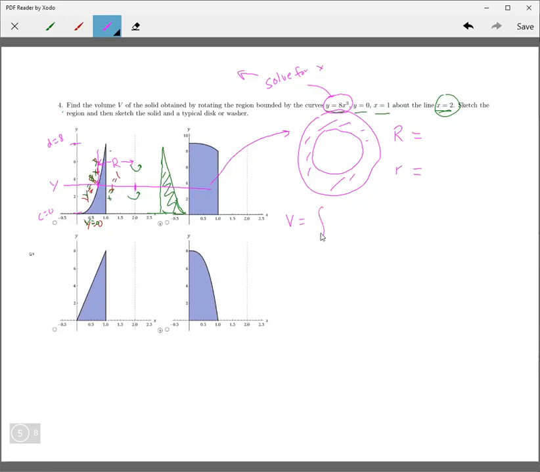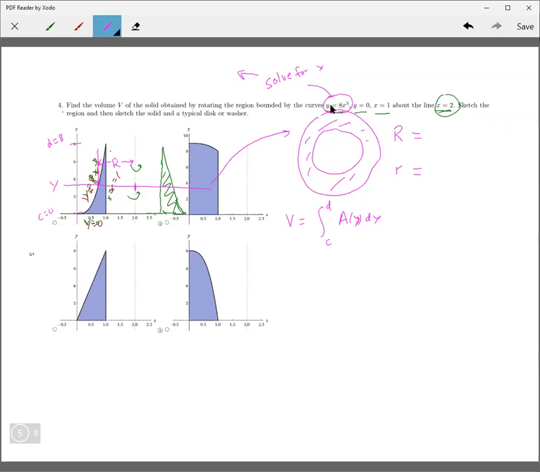So here's the deal. We're using this formula here, because it's easier to find the cross sections this way than it would be to find cross sections the other way. So we're integrating this way because we can slice this way. We can find the cross section. It's a nice washer. Area is pi times the outer radius squared minus pi times the inner radius squared. Okay, so the outer radius has to be in terms of y. You can't have it in terms of x.